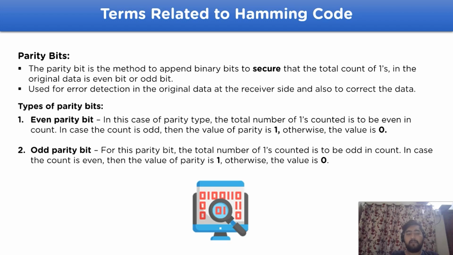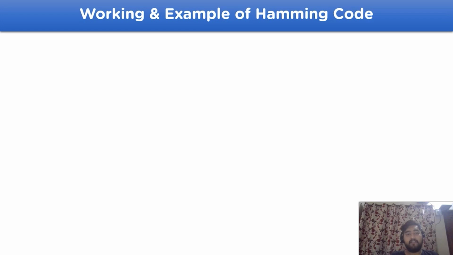Similarly, the other parity bit is known as odd parity bit. For this parity bit, the total number of ones counted in the original data should be odd. If that is the case, the value of parity bit should be 0. And in case the number of ones in the original data comes out to be even, then the parity value would be 1. Now let's move on to the next section, that is the working example of the Hamming code. Let's take a look.